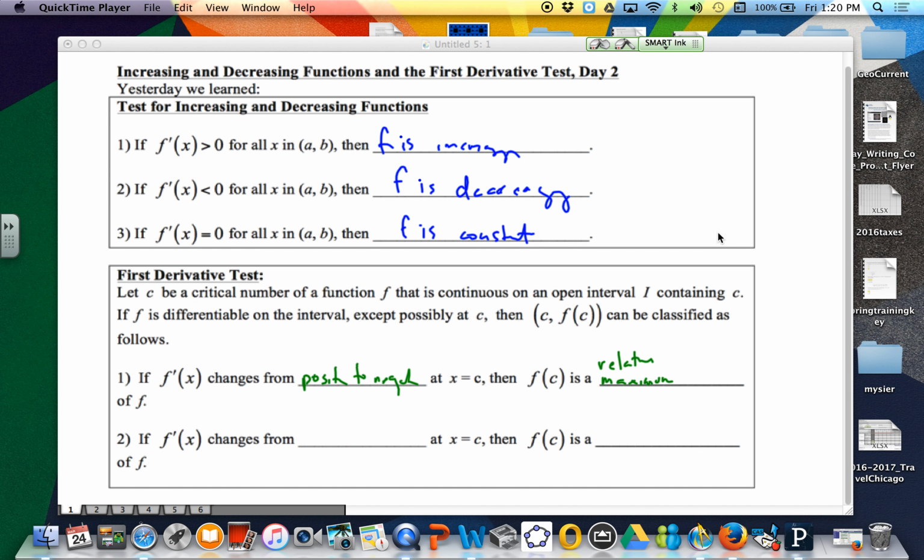If f prime of x changes from negative to positive at x equals c, then f of c is a relative minimum. And hopefully that makes sense. Your slope's negative and then positive. Yeah, I would have a relative minimum. Now let's take a look at an example that will explain this.